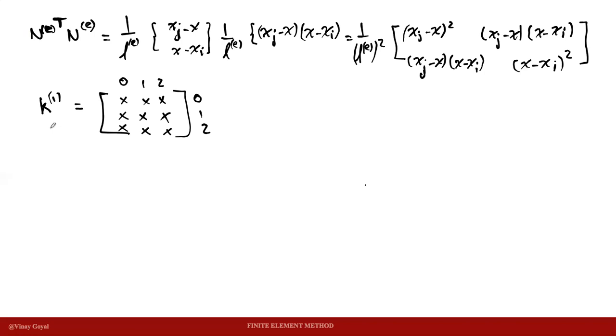So for this element, we only have two active nodes. Remember that our essential boundary condition at x equals 0 is 0, right? So this is the stiffness matrix for the first element. For the linear element, the size of the stiffness matrix is 2 by 2. And the code numbers are 2 and 3.